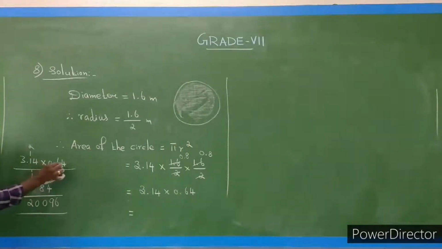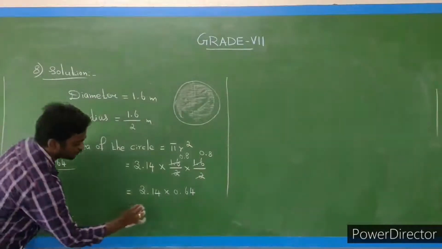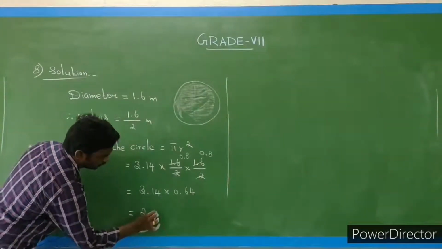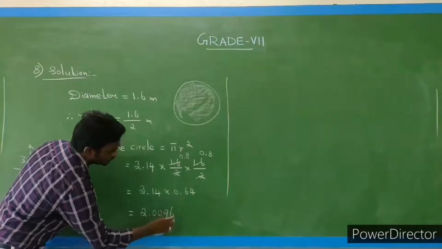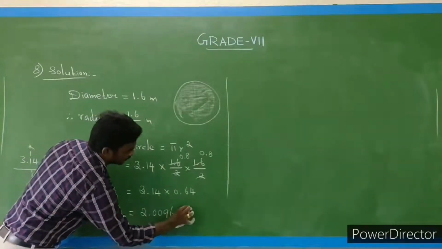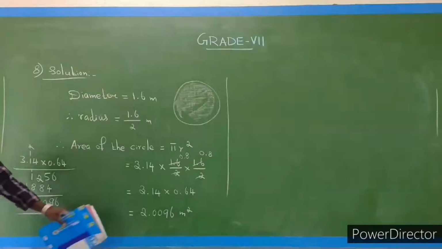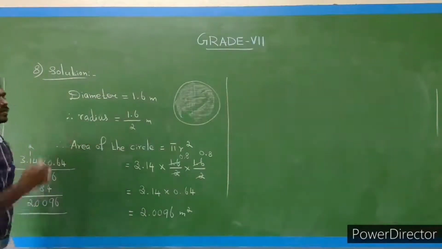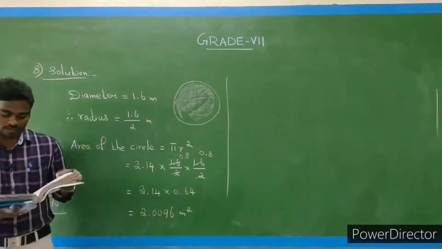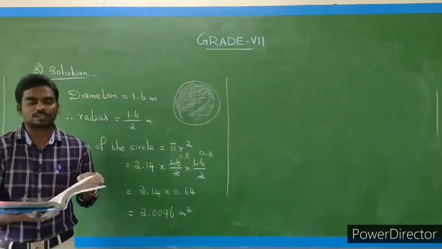So we can move 2 digits here and here also 2 digits. So we can move 4 digits from the right side: 2.0096 meter square. So 2.0096 meter square is the area of the circle. We have to find the cost of polishing a circular tabletop.